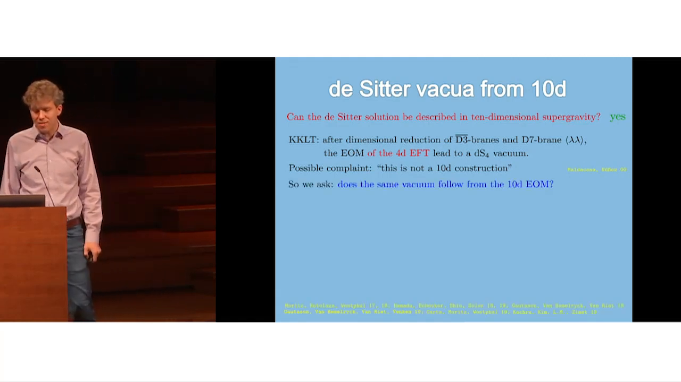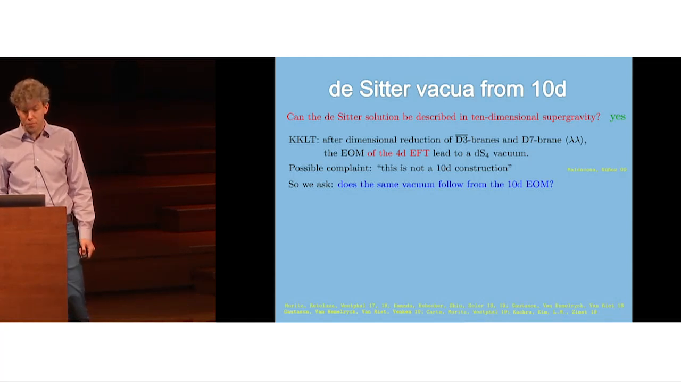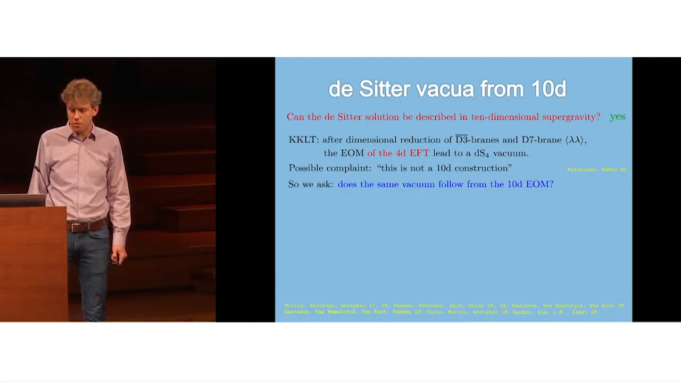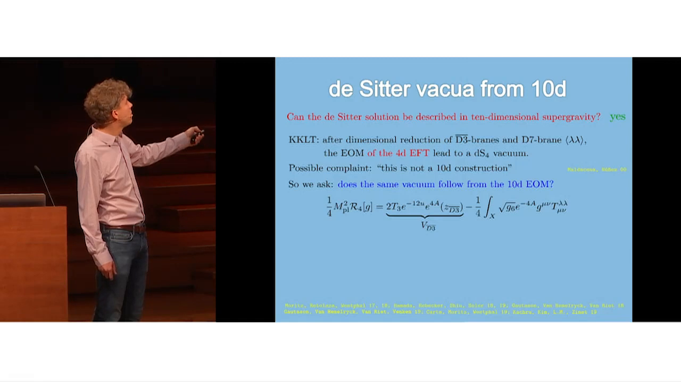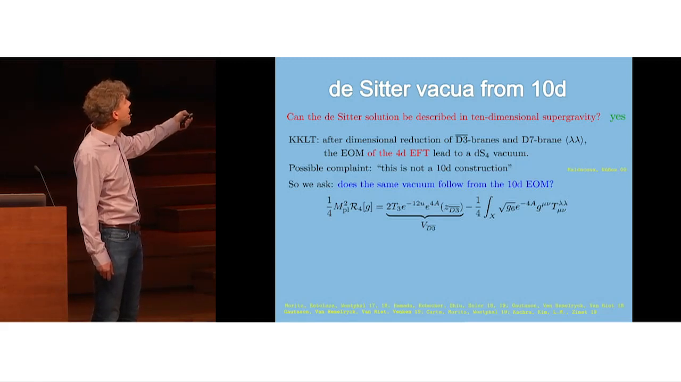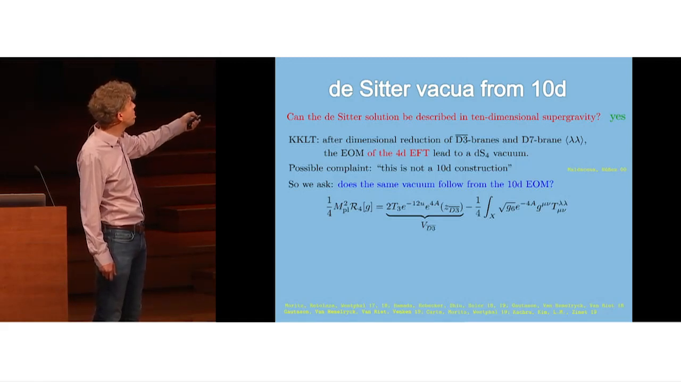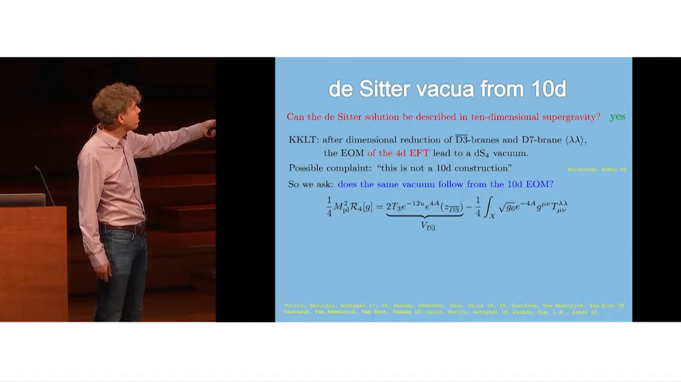So what we're going to ask is whether the same vacuum that I've reviewed now, the 4-dimensional vacuum, follows from the 10D equations of motion. The 10D equations of motion that are relevant, here's a version of an arrangement of the Einstein equations and Bianchi identity. This is the 4-dimensional curvature, and that equals a contribution from the antibrane potential plus a contribution from the gaugino condensate.